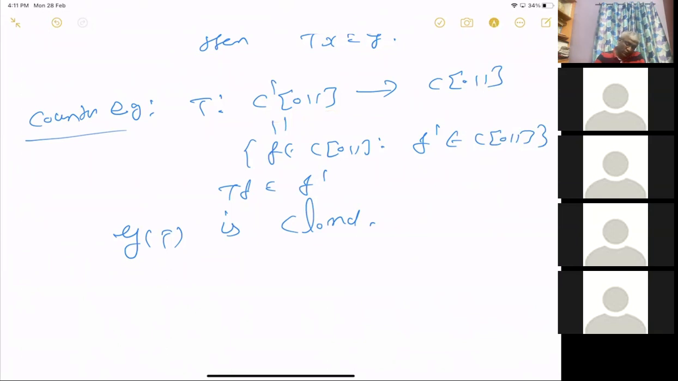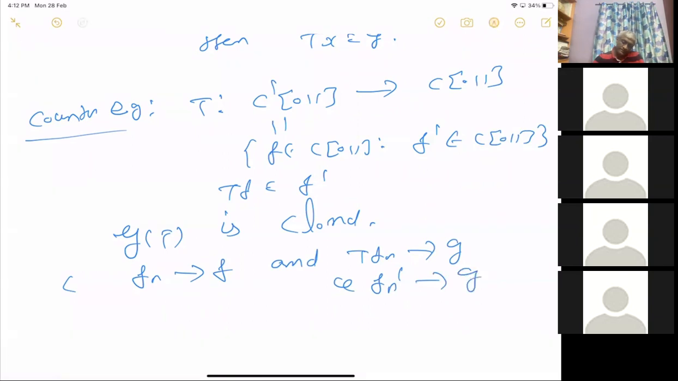So I have to prove that the graph of T is closed. Why is the graph closed? If fn converges to f and Tfn converges to some g, that is, fn prime converges to some g, then f prime equals g. This is clear. This follows from an exercise in basic analysis.